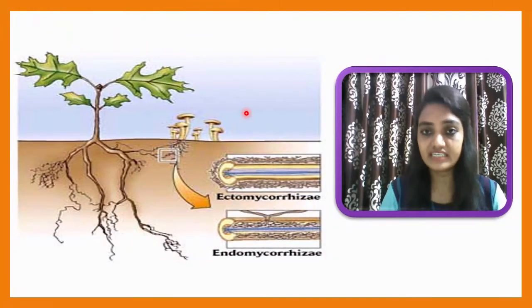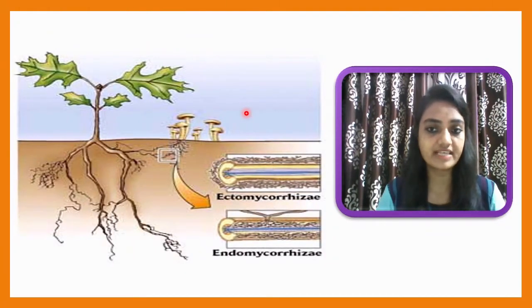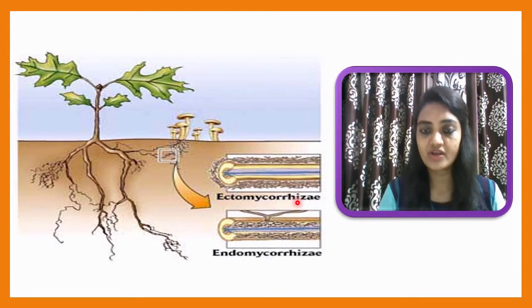In this diagram you can see that mycorrhiza can be of two types. The first is ectomycorrhiza and the second is endomycorrhiza. If it is ecto, that means the mycorrhiza will be on the outside of the plant parts. If it is endomycorrhiza, then the fungal growth will be inside the cells. In this way, mycorrhiza can be of two types, ectomycorrhiza and endomycorrhiza.